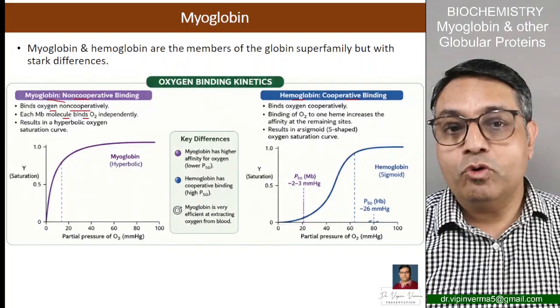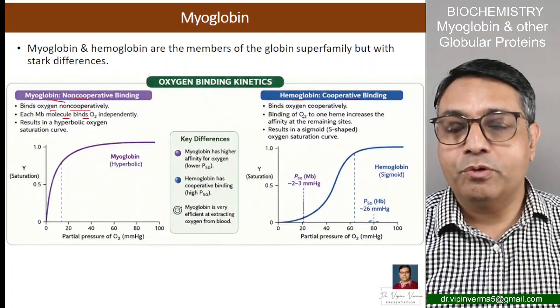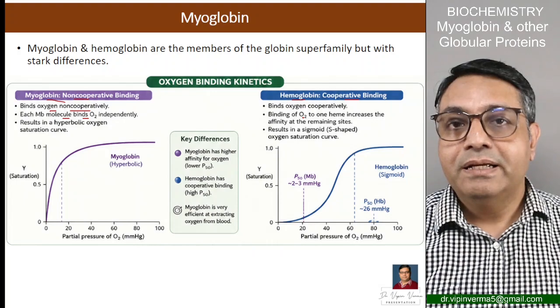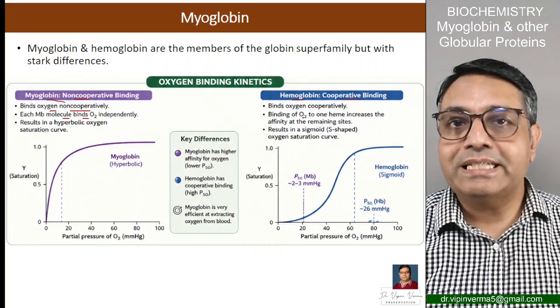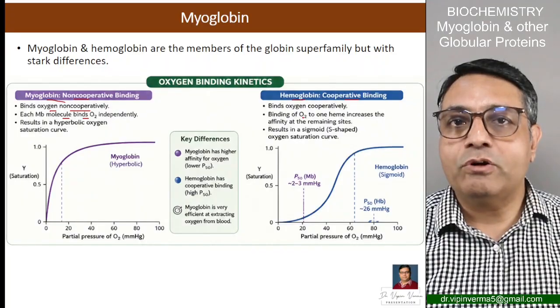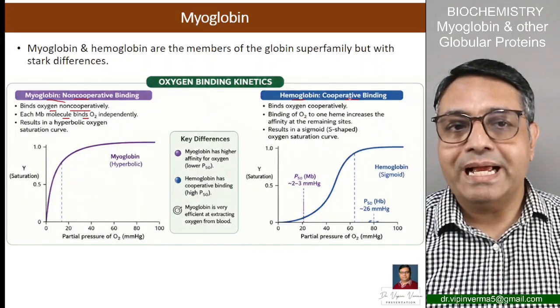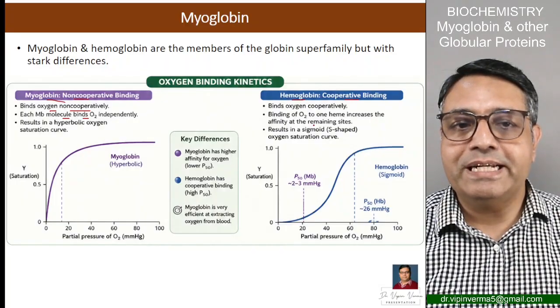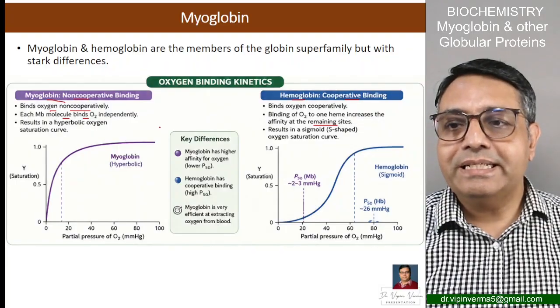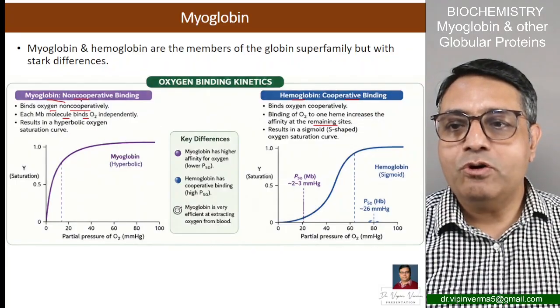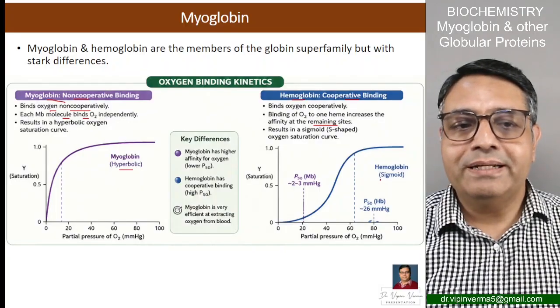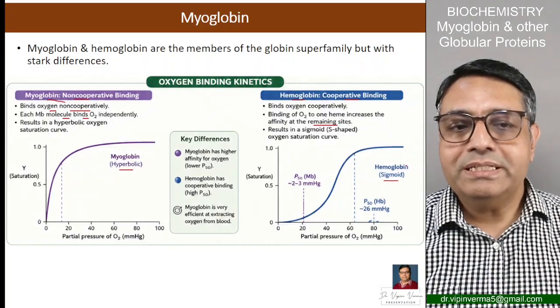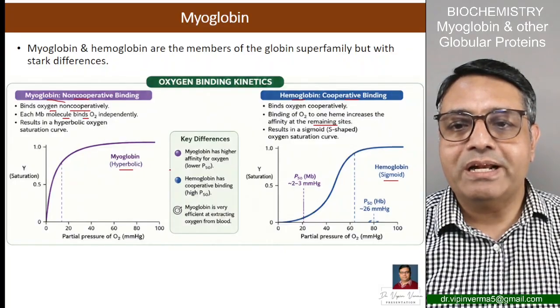While in the case of hemoglobin, because it can bind 4 molecules, one binding actually increases the affinity for the other sites to bind oxygen rapidly, and that's why it has cooperative binding. So binding of oxygen to one heme increases the affinity at the remaining sites, and the result is that in the case of myoglobin the saturation curve is hyperbolic, while in this case it is sigmoid. So this sigmoid curve is because of the cooperative binding, while hyperbolic is because of the non-cooperative binding.